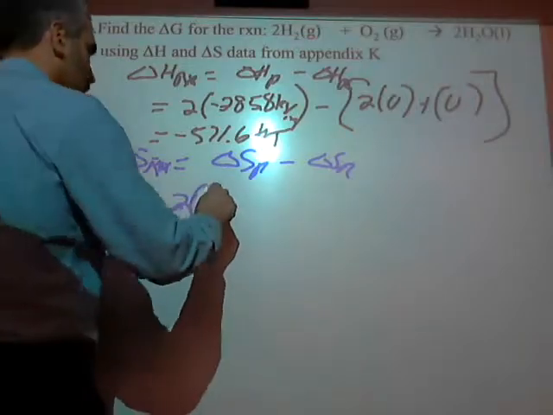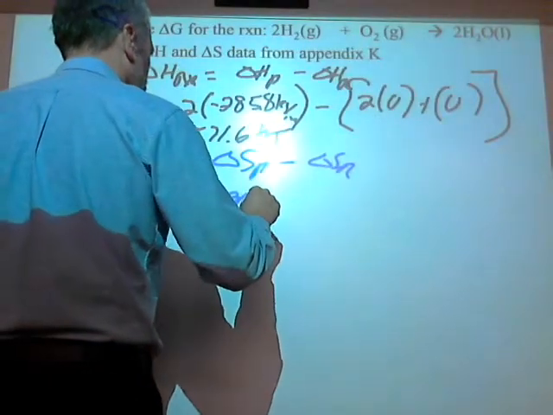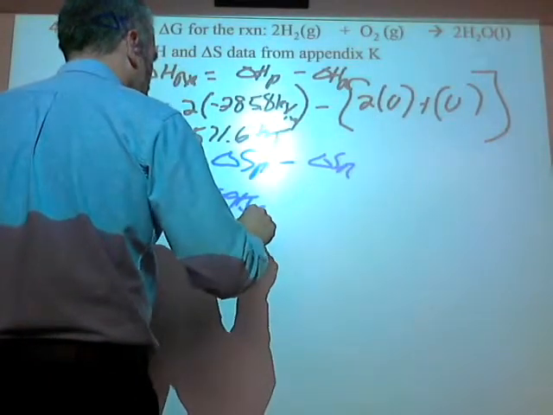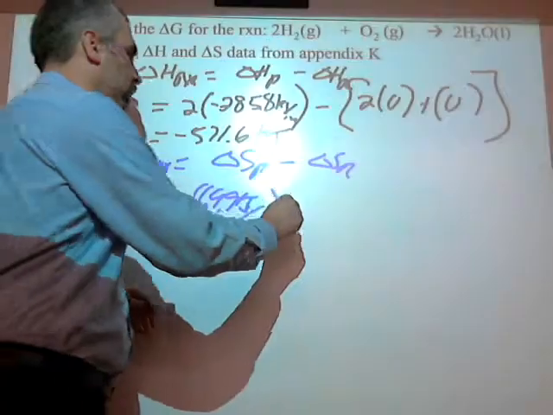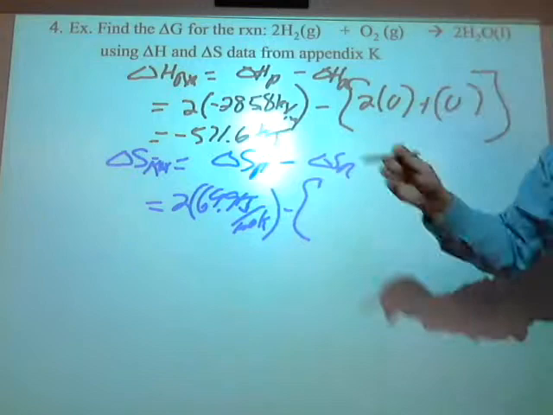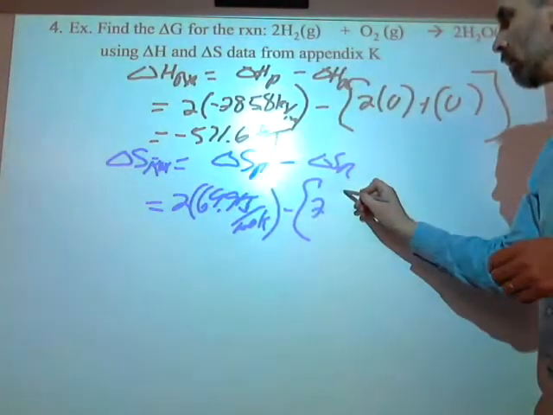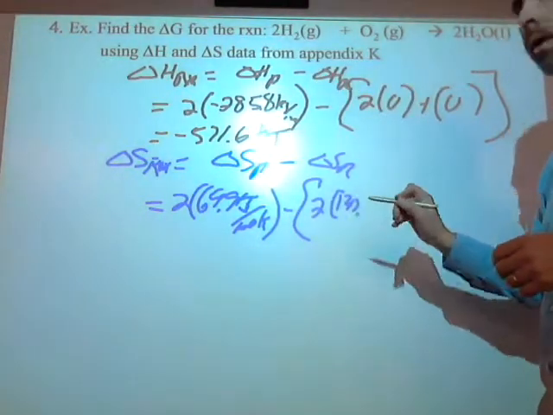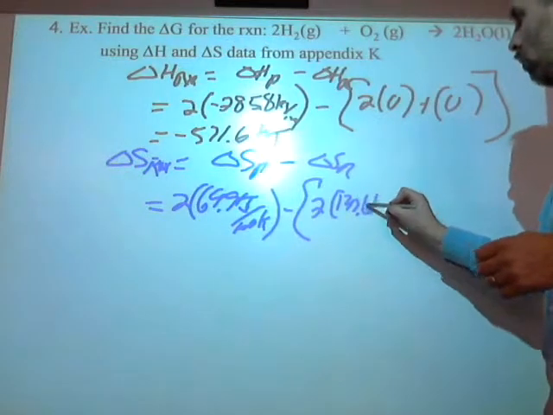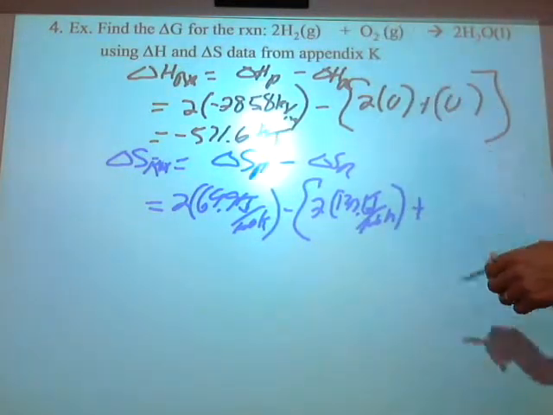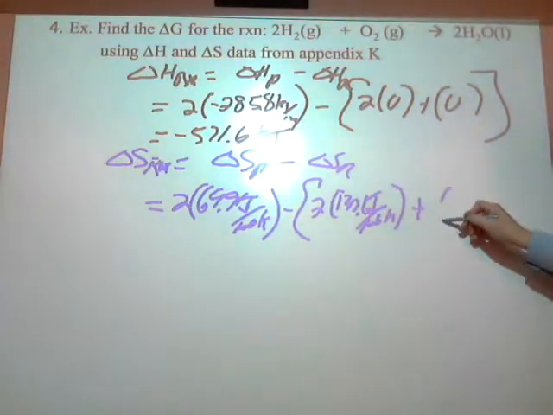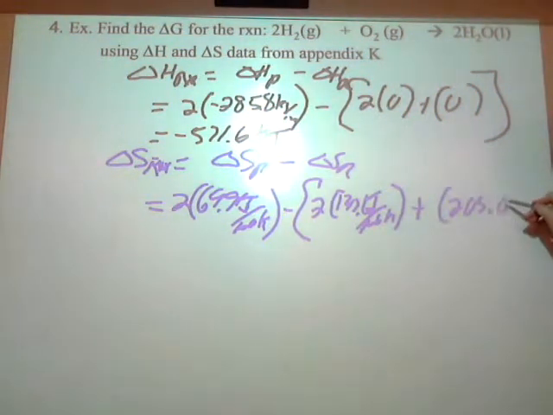69 point what? All right. And that's in joules per mole Kelvin. That's kind of important for later. Minus, brackets, 2 times hydrogen, which is what? 130.6 joules per mole Kelvin. And plus oxygen, which is what? 205.0 joules per mole Kelvin.